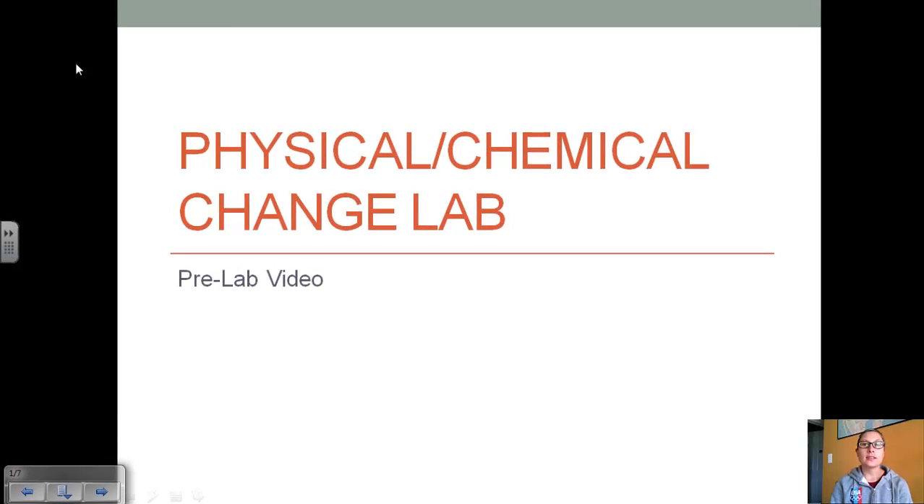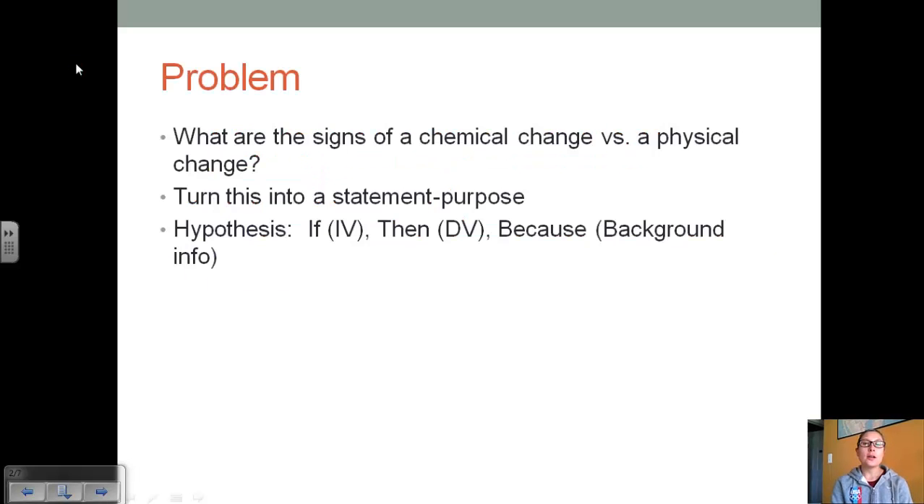Okay, so we are going to discuss how to set up your pre-lab for the physical and chemical change lab. Alright, so the first part is the problem. So our problem here is, what are the signs of a chemical change versus a physical change? How do we tell the difference between a chemical change and a physical change? So for your purpose, you could turn this into a statement, or it can be written as a question.